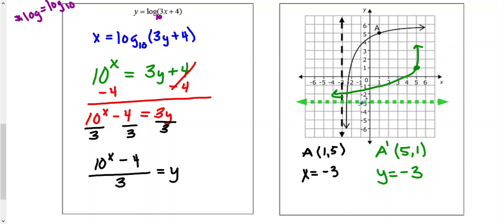Now, how did I know it was supposed to go this way? If you think back to Algebra 1, you should remember that the line y equals x is a diagonal line through the origin. And if you were to fold this graph on this diagonal line, would your points and your graphs match up? Yes. So that's how I can figure out it's supposed to go in that direction.